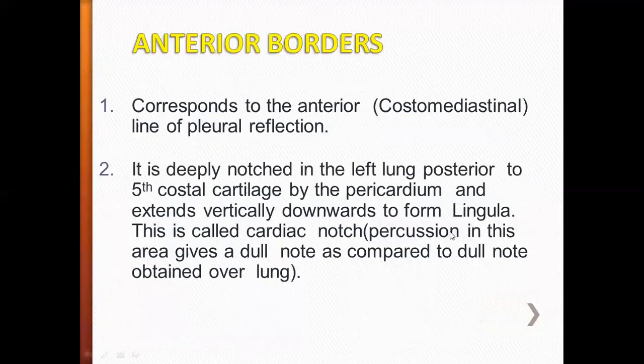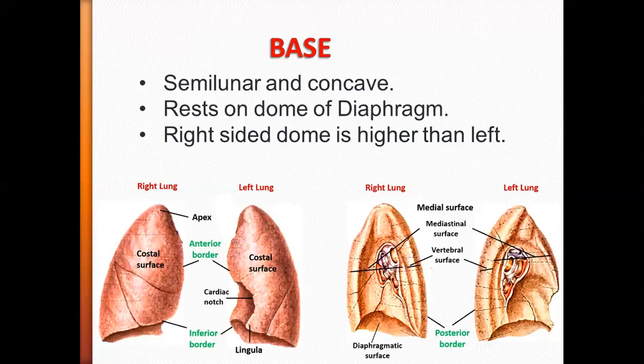Now let's see about the borders. The first border is the anterior border. Okay, once again we'll go to the top picture now. So here we'll see the anterior border. See, this is the right lung and this is the left lung. The surface which we are seeing right now is the costal surface. Why do we call it the costal surface? Because all this will be covered by the rib. Let's go to another picture so you will understand better.